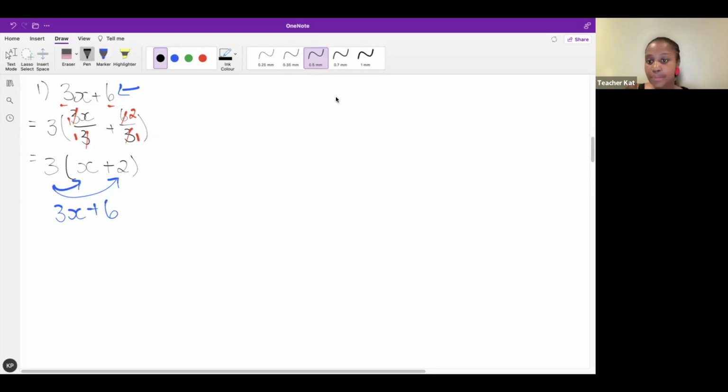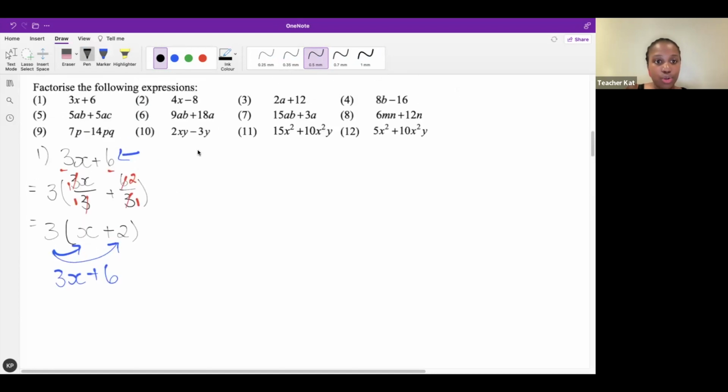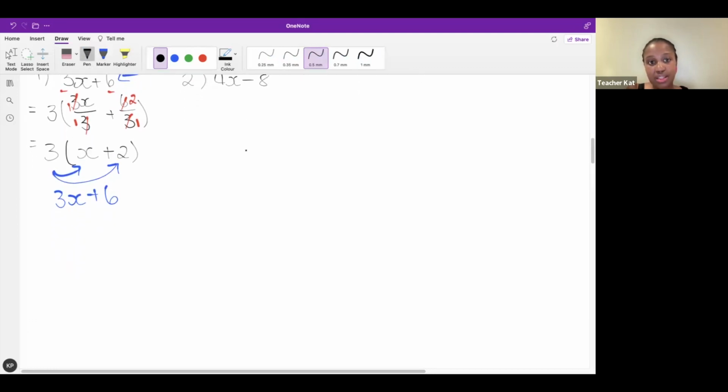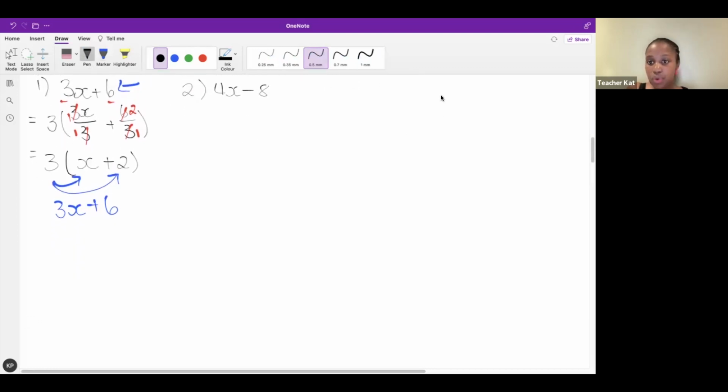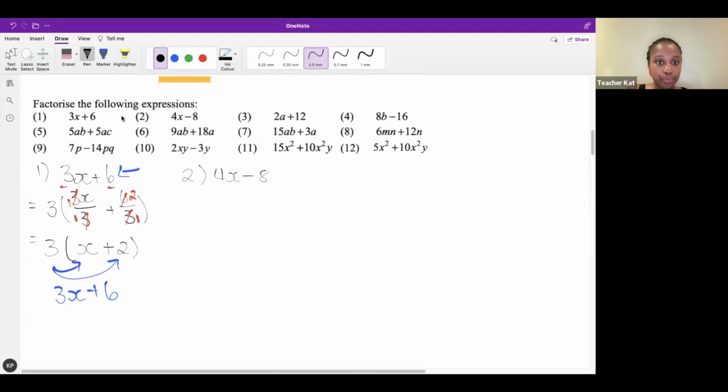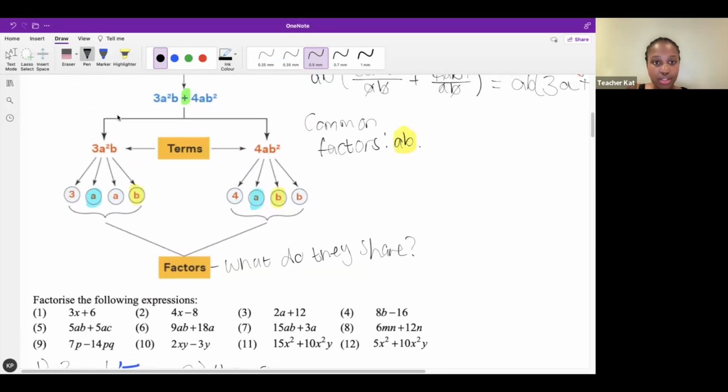Okay, guys. Let's look at number 2. 4x minus 8. What is my common factor in this case? I have a 4x and a negative 8. Okay, here's the diagram.